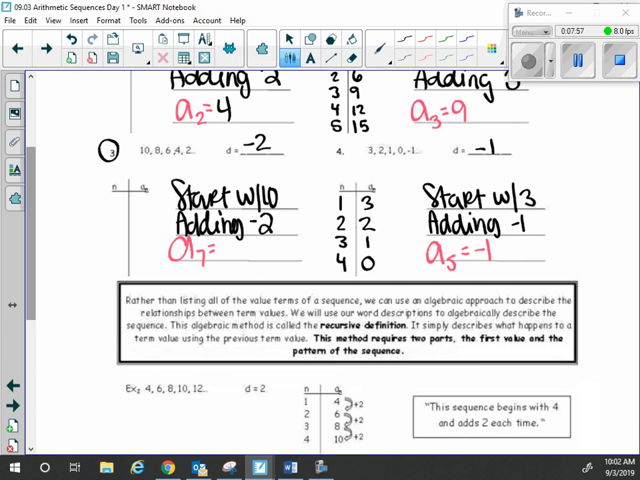Negative what? What's up, Chris? Is it better to say adding negative 2 or subtracting 2? Say adding negative 2, because when you go into your recursive rule, you're not going to give me the verbal description anymore, but it kind of connects that back. So A of 7, this was 1, 2, 3, 4, 5, so 6 was 0, 7 was negative 2.